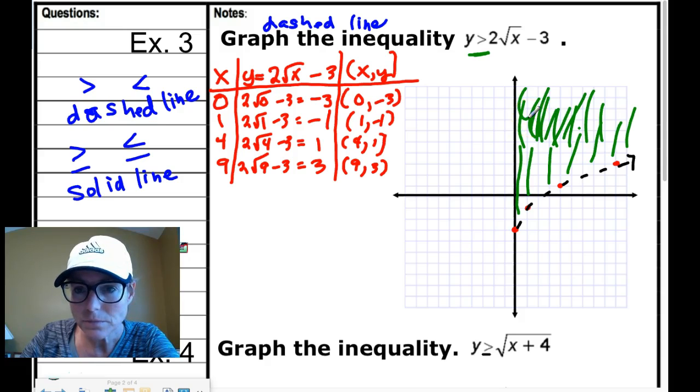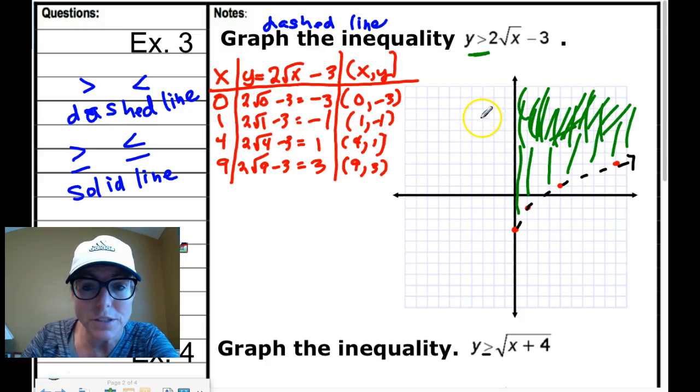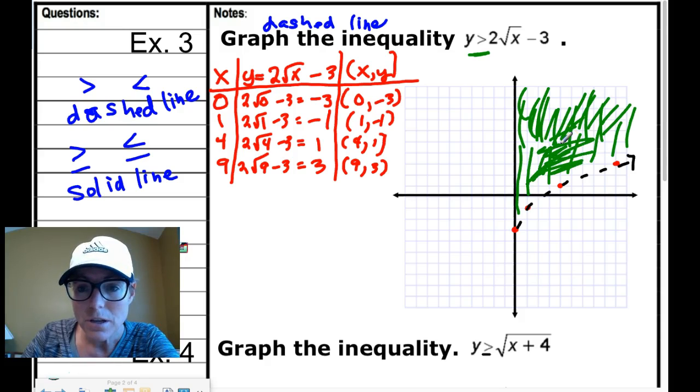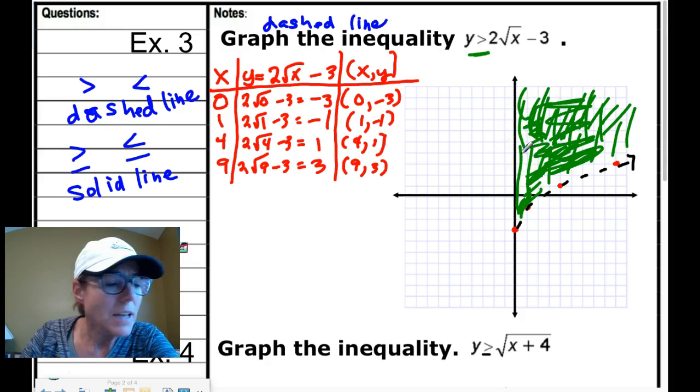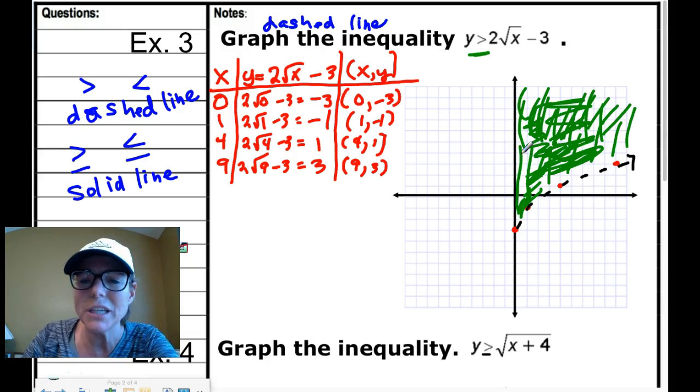And notice I'm not going to the left over here because x has to be greater than 0. I have to be over, so it can be down here, but I have to be to the right of the y-axis. Now, if you're ever like, oh gee, do I shade above?